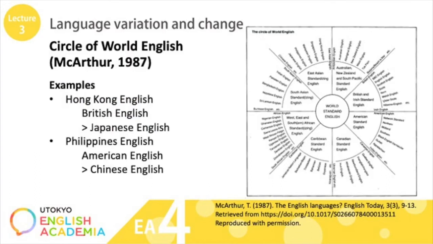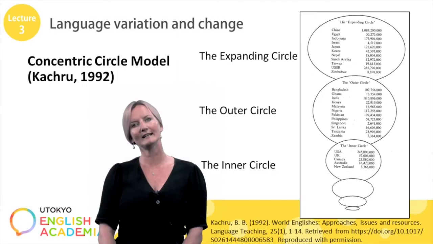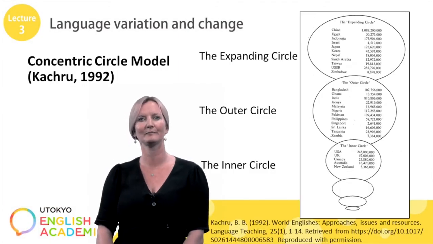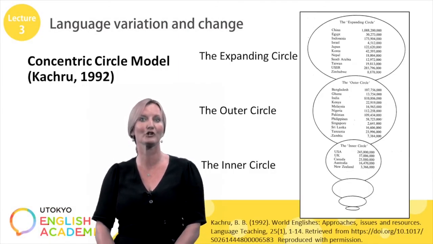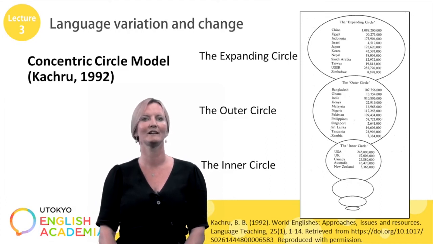For example, Hong Kong English has much more in common historically, politically, and linguistically with British English than Japanese English, which is included in the same category. The same could be said for the Philippines, which is much closer to American English due to its historical development than to Chinese English.